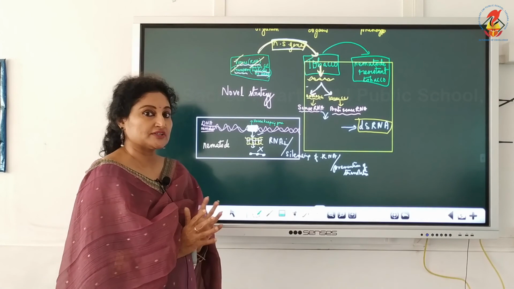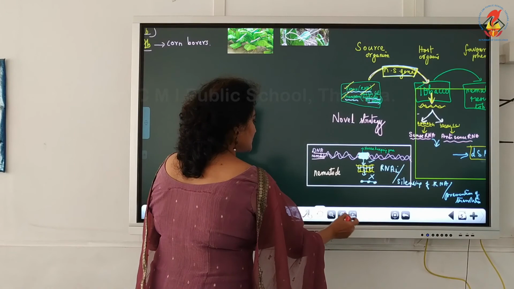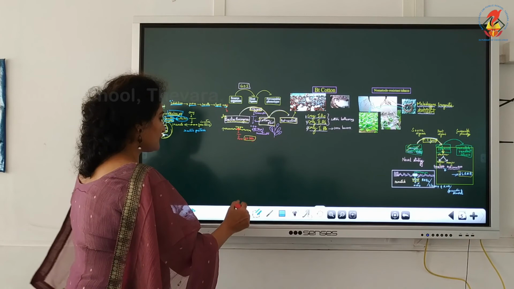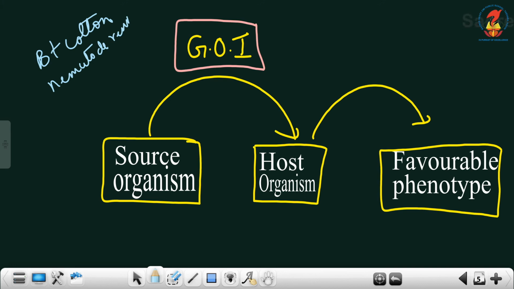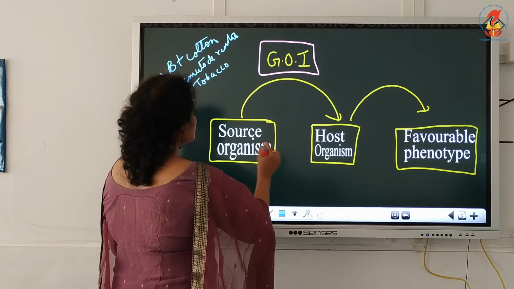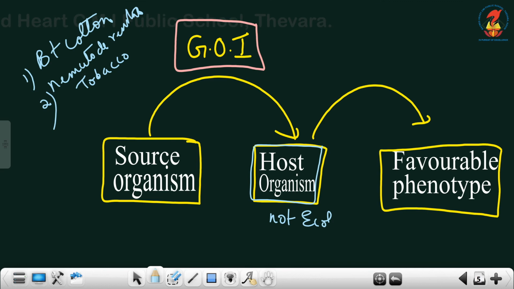So I hope you have understood the two strategies. And remember, in both the cases, because the host is not E. coli, how is the gene of interest transmitted? So I'm just taking out the general mechanism. In both the cases, whether it is BT cotton or the nematode resistant tobacco plant, in both these GMCs, the host is not E. coli. So how is the gene of interest transmitted?